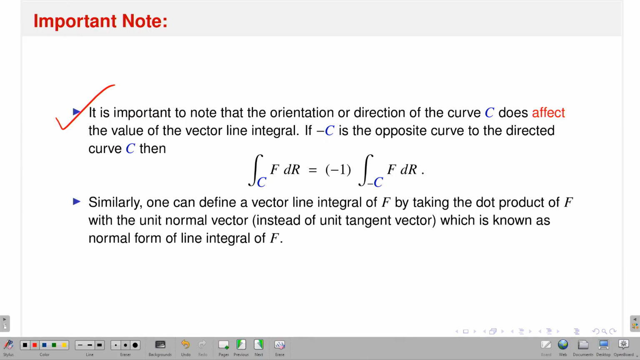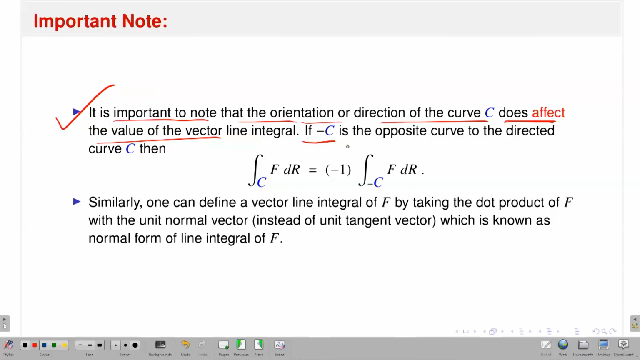Another one, and this time it is important. It is important to note that the orientation or direction of the curve has some effect, unlike in the scalar line integral. In the scalar line integral, it does not affect, but in the vector line integral, it does affect the value of the vector line integral.